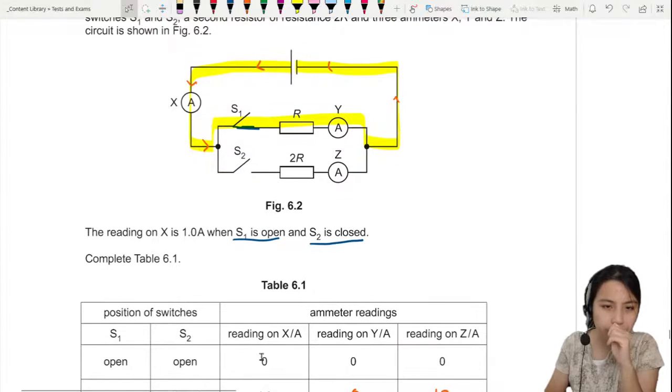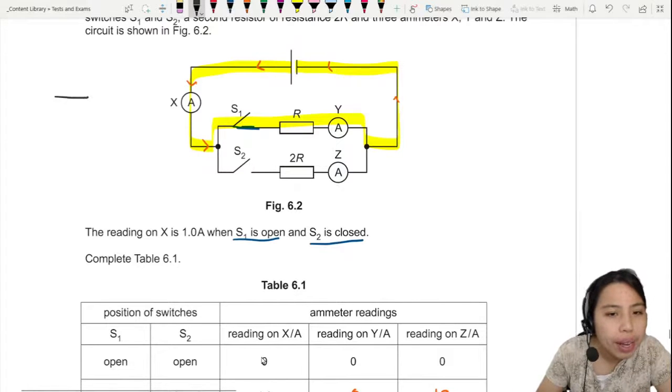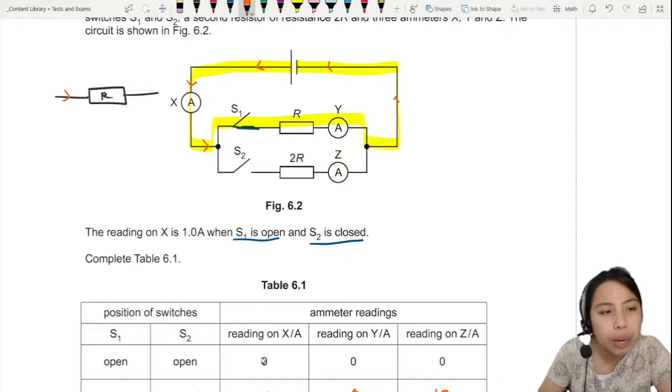Let's think about it for a moment. Just now, when we had this resistance R, the current was 1 amp.